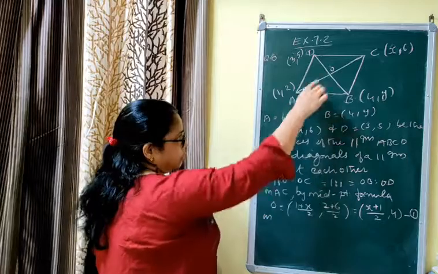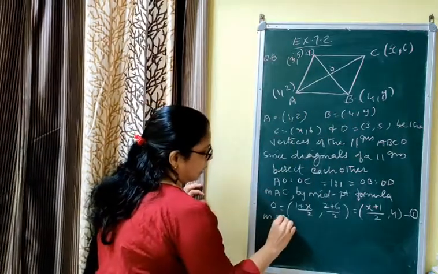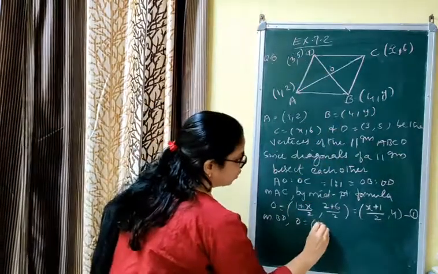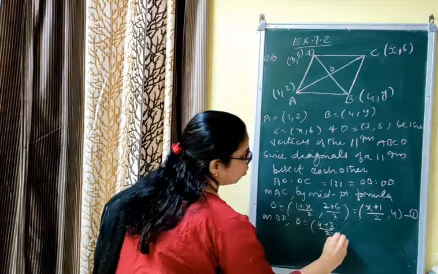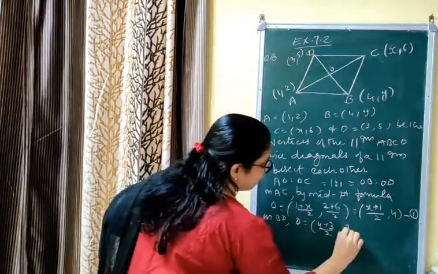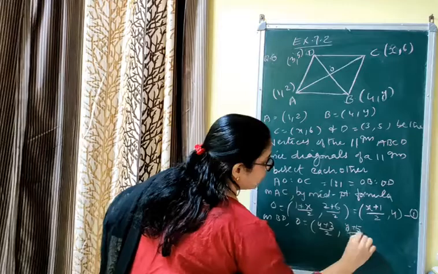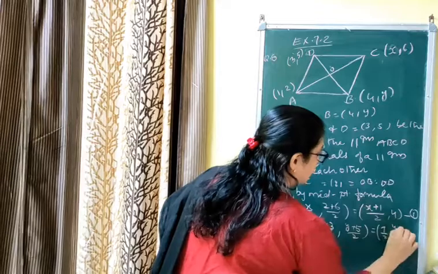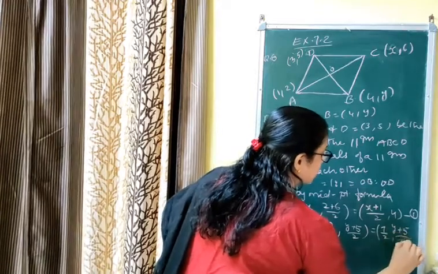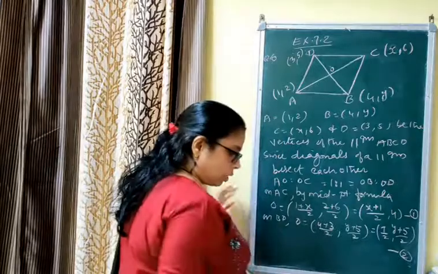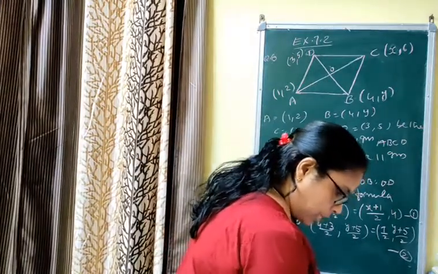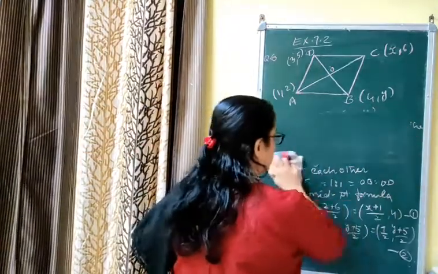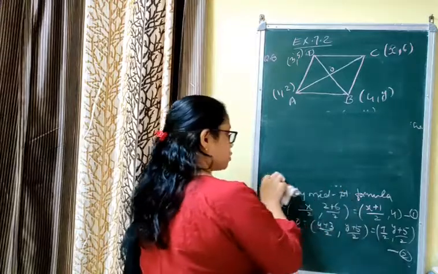Now which diagonal is to be taken? Diagonal BD. On BD, O is equal to, that is 4 plus 3 by 2, comma, second is y plus 5 by 2. That is equal to 7 by 2, comma, y plus 5 by 2. That means you got two equations and both equations are showing the same coordinates of O, so you can equate both the equations.